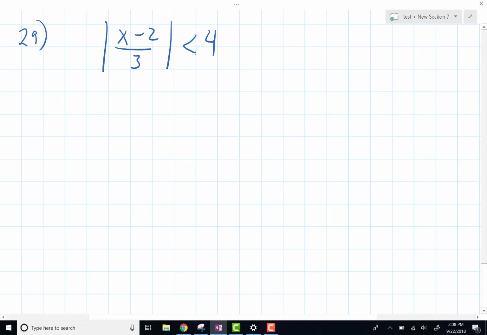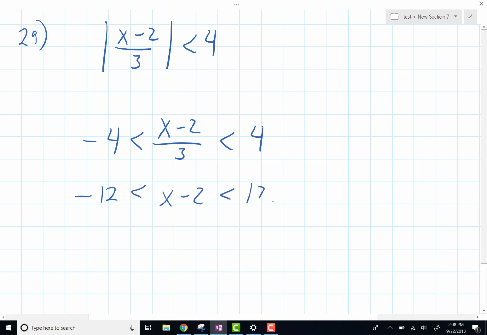So again, I see a less than, so I know that this inside part must be trapped between 4 and negative 4. So I make my little less than sandwich, and I keep going from here. So multiply everybody by a 3. So negative 12 is less than x minus 2 is less than 12. And then add 2 to every single side. So you get negative 10 is less than x is less than 14.